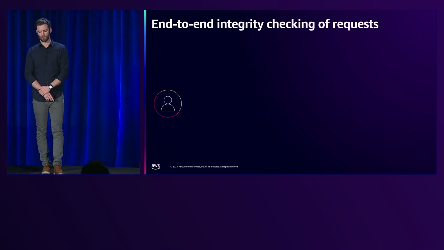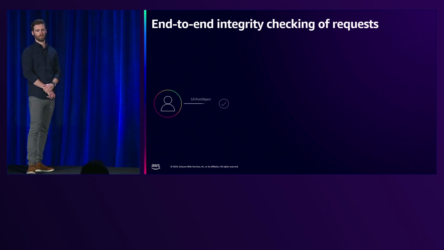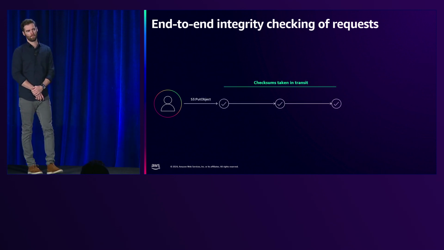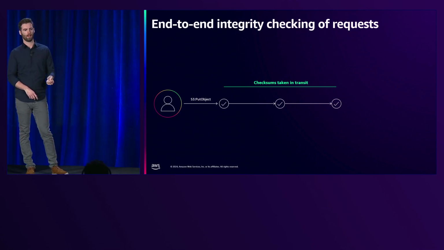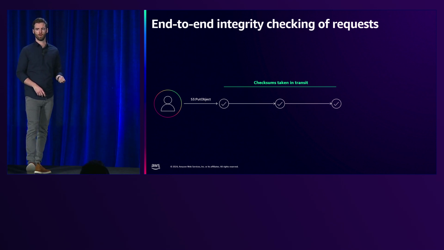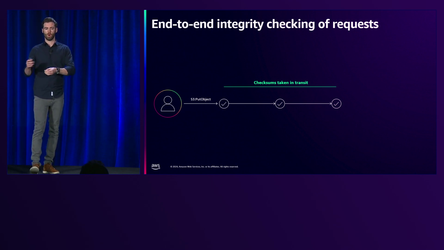Okay, so what does the first piece look like? The end-to-end integrity checking of requests. Let's actually look at a request and the life of it. So you send us a put object request with your data. When that reaches our request plane or our data plane, we take that object and we immediately start calculating checksums on it. And that is to ensure that, again, when we're making changes to this data down the line, we actually are able to go back and verify that the data you sent us is what we're storing.